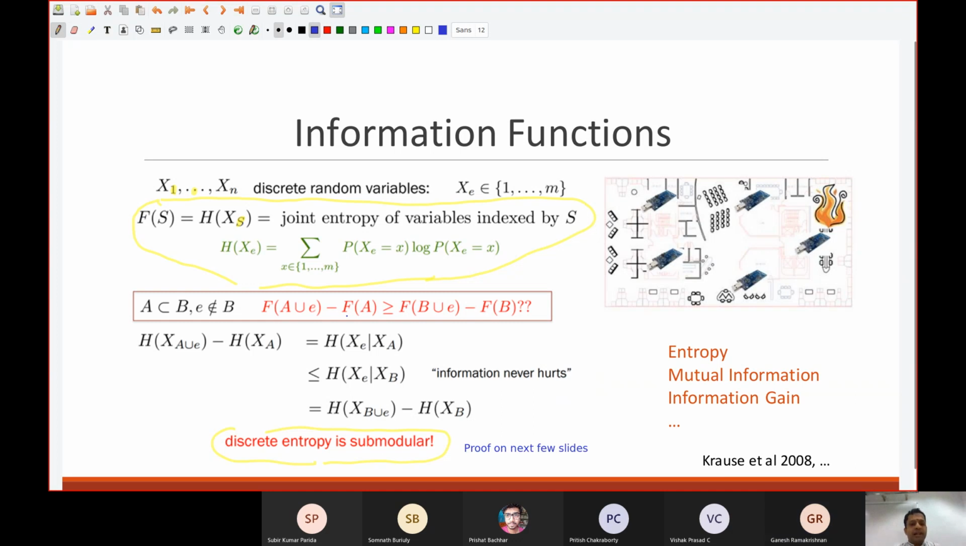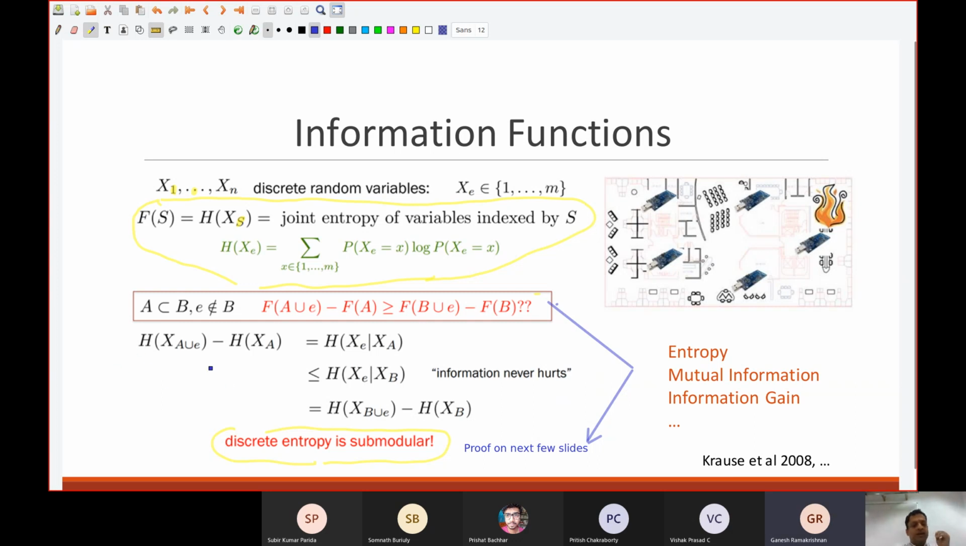But there are some other interesting things which I've also highlighted. Why are we spending a little bit more time on it? Not just because it's submodular, but there are some other functions around it. For example, we will prove this inequality: f of A union e minus f of A is greater than or equal to f of B union e minus f of B, if A is a subset of B. That we'll do.